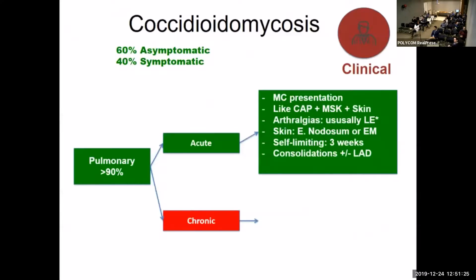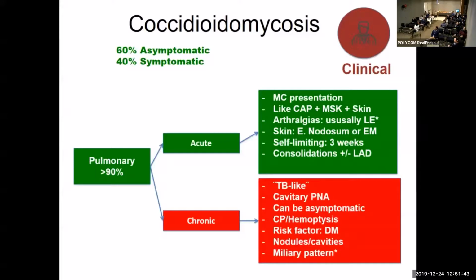Guys, do you know what disease can give you these skin findings, lower extremity arthralgias, and a consolidation with lymphadenopathy? Exactly. So sarcoidosis is one of the differential diagnoses here. And the chronic one looks exactly like TB, a cavitary pneumonia, chest pain, hemoptysis. Risk factors are usually diabetes, and it can also give you a diffuse miliary pattern.